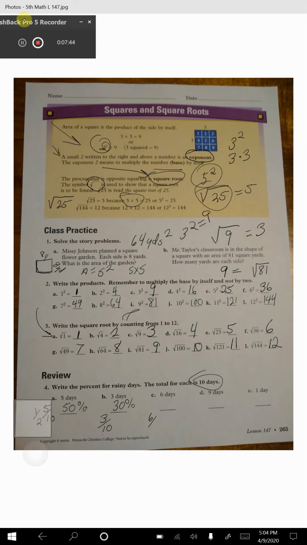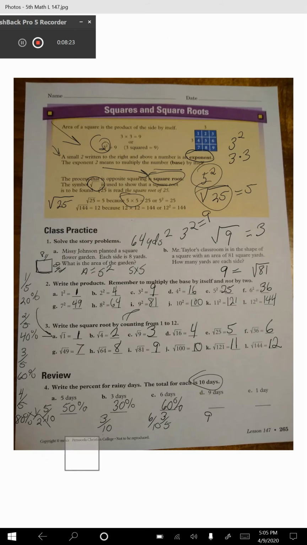6 days out of 10. That can be reduced by 2. 6 divided by 2 is 3. 10 divided by 2 is 5. That's 3/5. So let's review. 1/5, I'm doing this on the side, is 20%. 2/5 is 40%. 3/5 is 60%. And 4/5 would be 80%. All right? So 3/5, I wrote it over here, 60%.